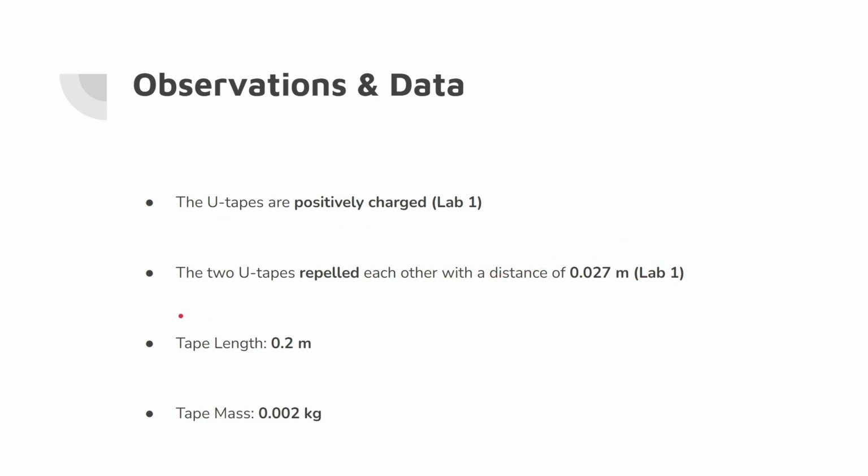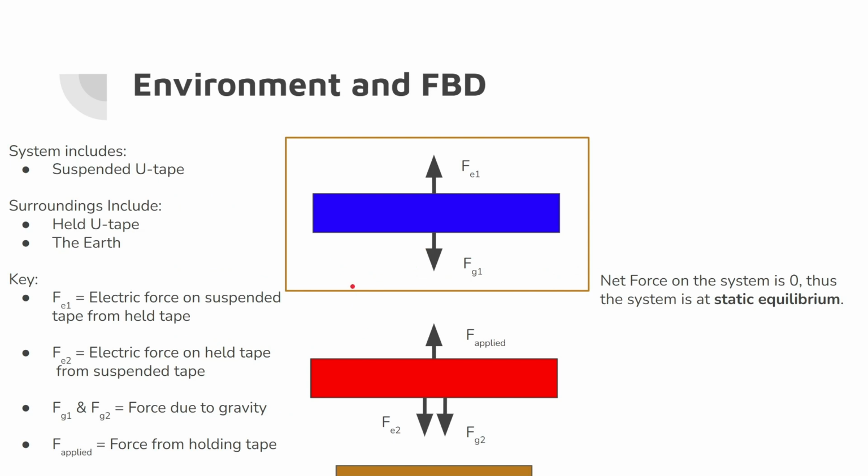And for our calculations in this lab, we know that the tape length is 0.2 meters and the tape mass is 0.002 kilograms. So our environment: we have our system that we're looking at, which includes just the suspended U-tape, and then our surroundings that are acting on this system are our held U-tape and the Earth.